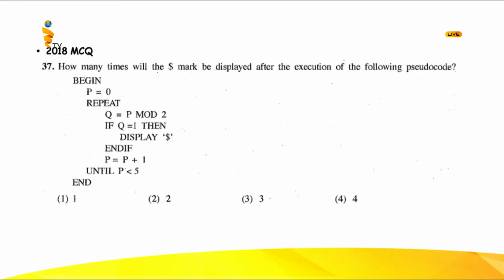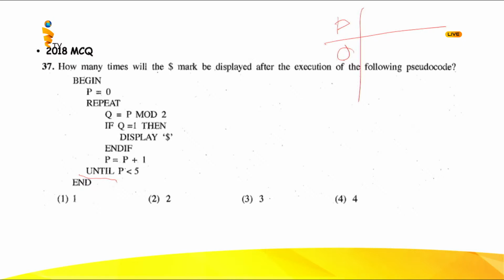It is multiple choice question 2018. Here it asks, how many times will the dollar mark be displayed after the execution of the following pseudocode. Pseudocode is given. Now it starts with begin. So our initial variable P equals 0. Now it is asking you to repeat a task until P is less than 5. So we are using until here. In the until structure, we do certain things when the condition is false.